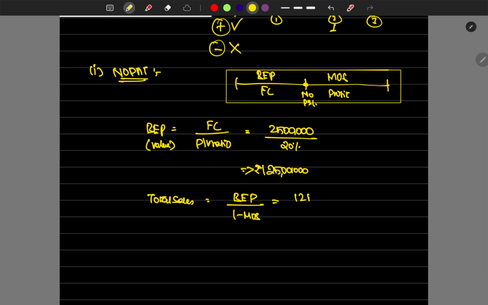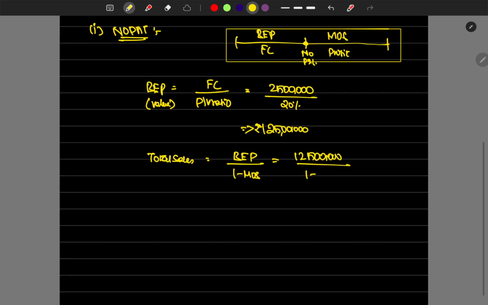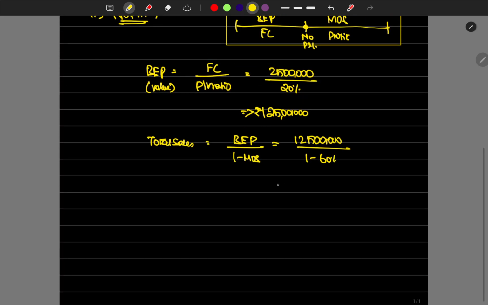MOS ratio is 60%. So 1 minus MOS ratio is the BEP ratio. BEP is 1 crore 25 lakhs divided by 1 minus MOS, which is 60%, so actually 40%. So 1 crore 25 lakhs divided by 40% is 3 crore 12 lakh 50,000, right? We got 3 crore 12 lakh 50,000 as total sales.